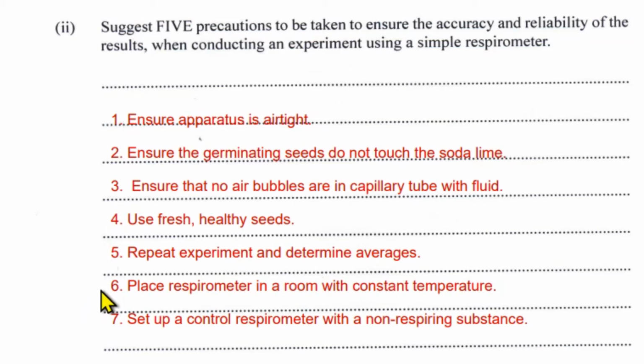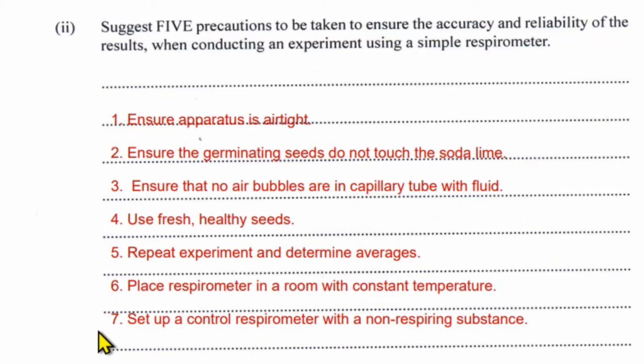6, place the respirometer in a room with constant temperature. Basically, temperature affects the rate of uptake of oxygen. It affects the respiratory process. So you don't want any fluctuations in temperature. You don't want to have it in a very cool air-conditioned room where respiratory rates would slow down.